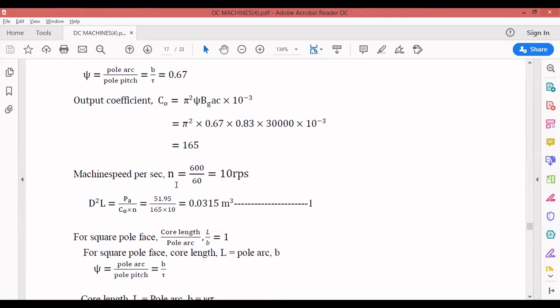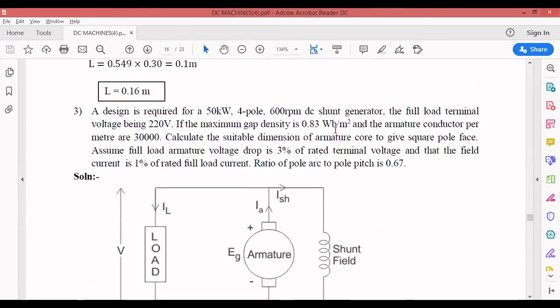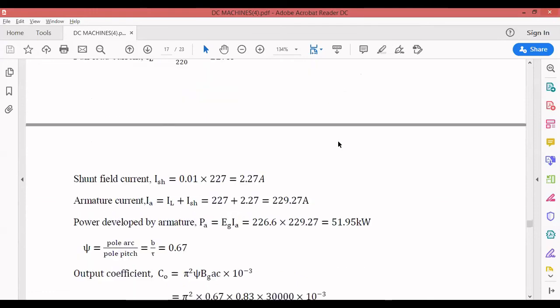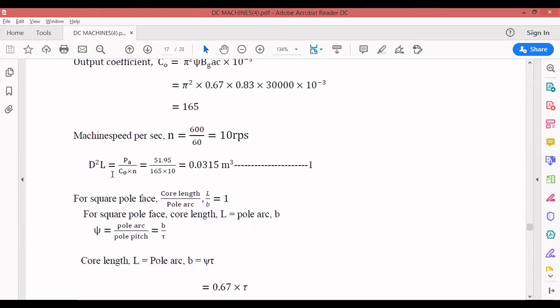Machine speed per second n is equal to 600 by 60. So here, what is the speed given? Speed is 600 rpm. Convert into seconds: 600 by 60, what you get? 10 rps. Substitute here. D square L is equal to P divided by C naught into N. 51.95 divided by 165 into 10. So 0.0315 meter cube. This is equation 1.